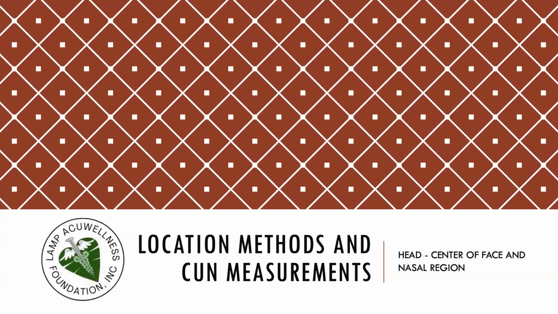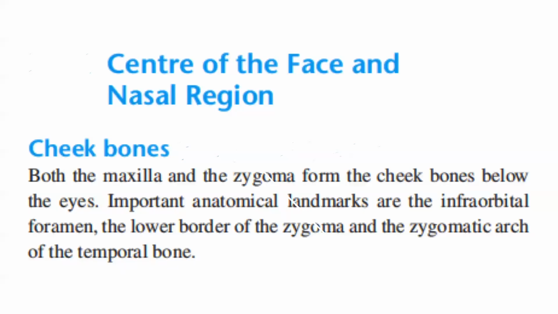Let's now talk about location methods and cun measurements. Still on the head, we'll discuss the center of the face and the nasal region. So we'll start with the cheekbones. Both the maxilla and the zygoma form the cheekbones below the eyes. Important anatomical landmarks are the infraorbital foramen, the lower border of the zygoma, and the zygomatic arch of the temporal bone.